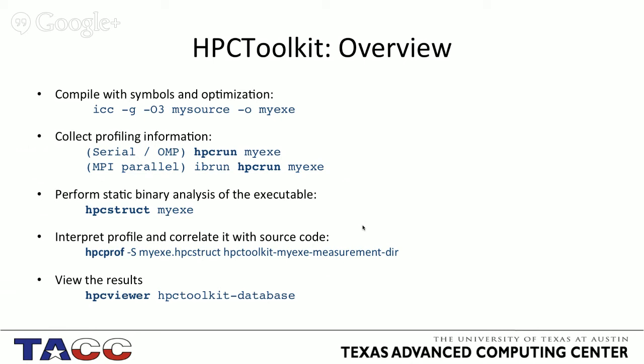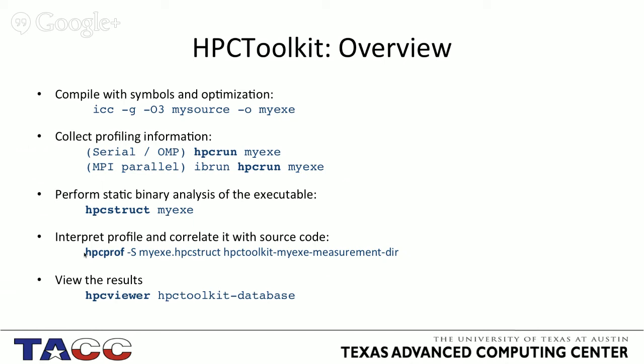Independently of this, at any time, you have to run the HPC struct binary to get the structure of the code. And that will generate a file called myexecutable.hpcstruct. So it's pretty obvious what the output is. To interpret the profile, you're going to run that line hpcprof -S for a structure.